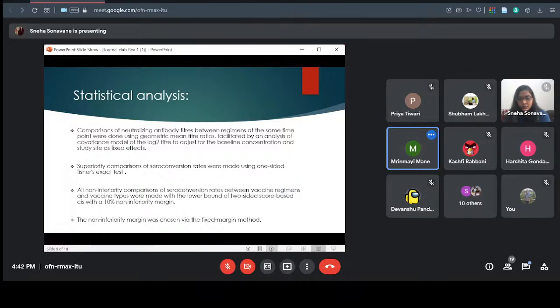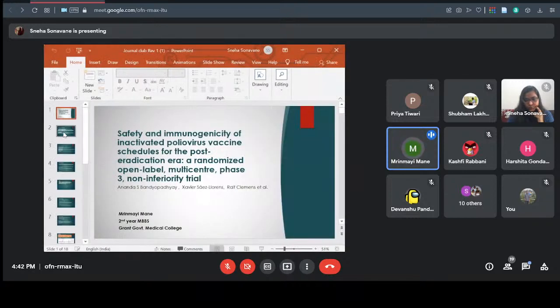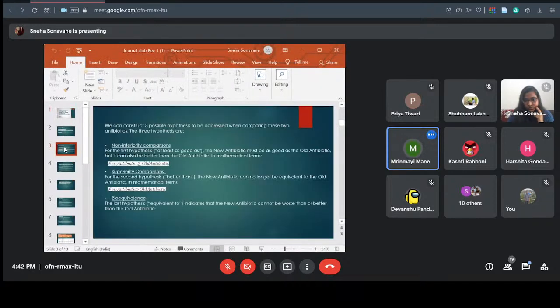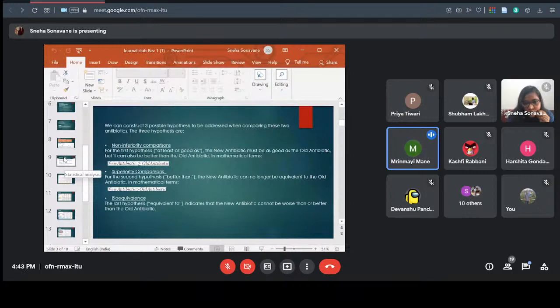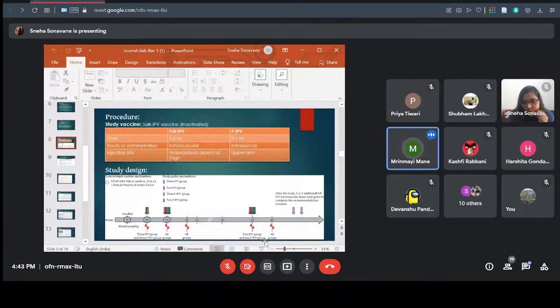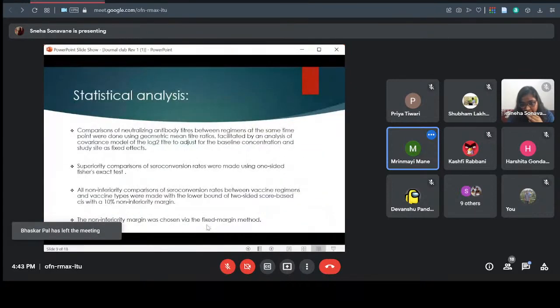So, to understand what a non-inferiority margin is, let's go back to the previous example which we took for understanding the non-inferiority comparison. Non-inferiority margin means that the new antibiotic can be less effective up to 10% as compared to the old antibiotic, and it will still be considered as non-inferior. So the non-inferiority margin is 10%. The non-inferiority margin was chosen by a fixed margin method. Next slide.